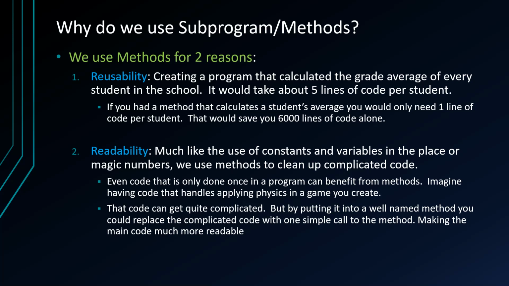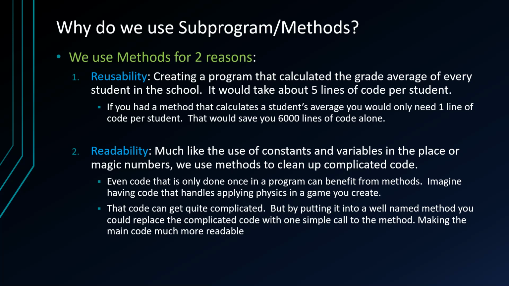Much like the use of constants and variables in the place of magic numbers, we use methods to clean up complicated code. Even code that is only done once in a program can benefit from methods. Imagine having code that handles applying physics in your game. So things like kinetic motion and things like that. That code can get really, really complicated. But by putting it into a well-named method, you could replace that complicated code with one simple call to the method, making the main code itself much more readable. And that is the heart of what we're actually looking to do, is making sure that our code is readable.